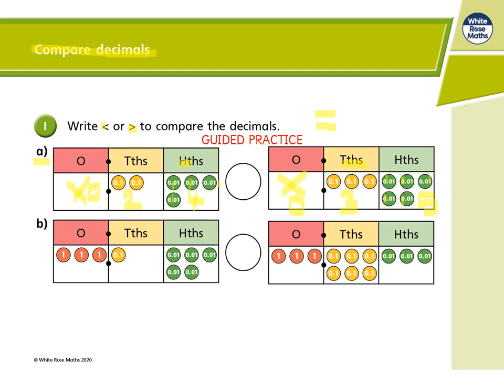Now I know that they both have 0 in the 1s column, but in the 10ths column here I've got 3. In the 10ths column here I have 2. Now I know that 3 is bigger than 2. I would always opt for 3 chocolate bars instead of 2 chocolate bars.